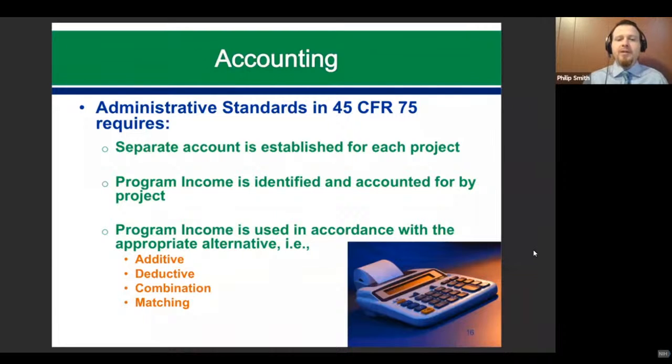2, program income must be identified by or accounted for by project. 3, also program income should be used in accordance with the appropriate alternative. These alternatives include additive, deductive, combination, and matching, with additive cost being the most common of the 4. You can find a description of these different program income alternatives within the NIH Grants Policy Statement, section 8.3.